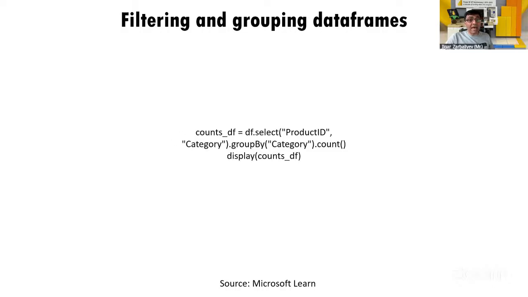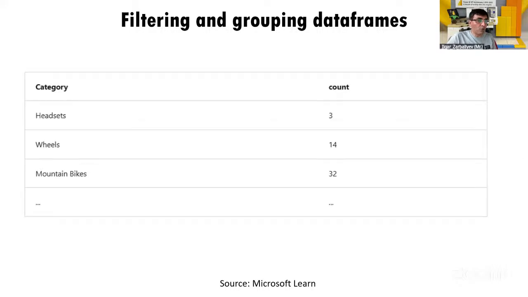To group and aggregate data, we can use the groupBy method and aggregate functions. For example, this PySpark code counts the number of products for each product category: df.select(ProductID, Category).groupBy(Category).count(), and display the counts_df data frame. And the result from that code sample would look something like this one.